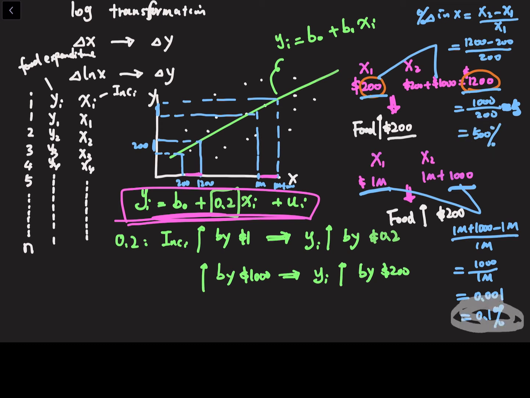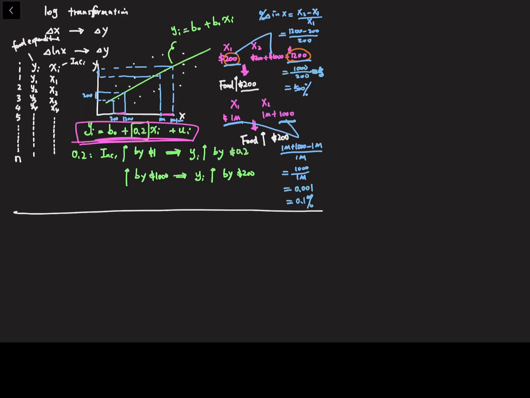Which one can have more effect on food expenditure? Apparently this one, right? This 500% increase in family income will have a greater effect on food expenditure. So now you should understand why sometimes we prefer to use percentage change. We prefer to examine the effect of percentage change in X on Y.